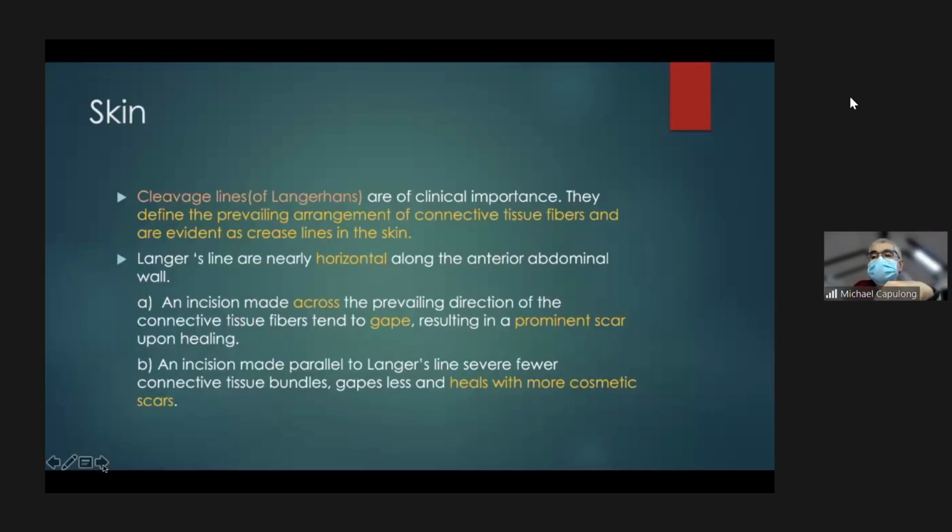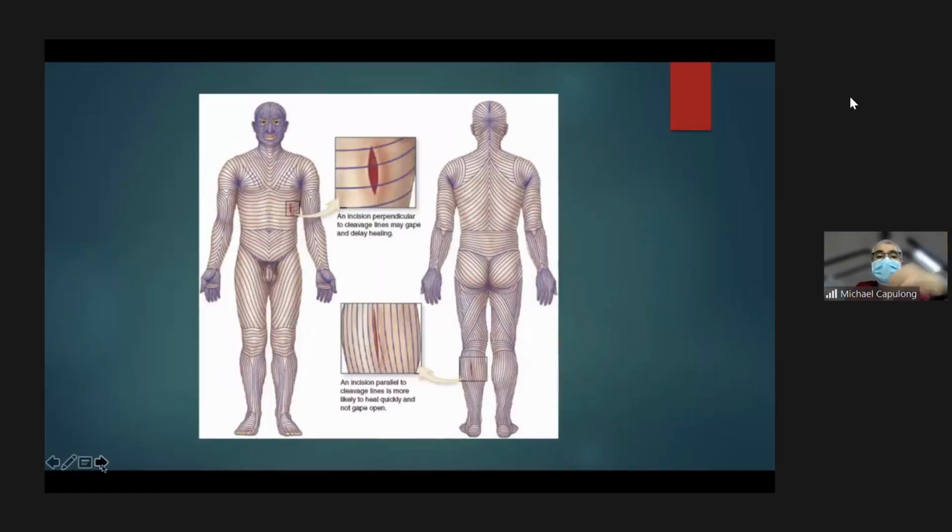So these are your Langer lines. They are equally distributed in the entire body. And in the anterior abdominal wall, you see here, initially they traverse the anterior abdominal wall horizontally, but as you go down below the level of the umbilicus, they will have a slightly oblique orientation. But the good thing here is when you do your midline incision, you will not cross your lines of Langerhans, because the lines of Langerhans will meet in the midline. Therefore, this will not really affect much your healing and the cosmetic appearance of your incision, not unlike the other areas of the body. Okay?